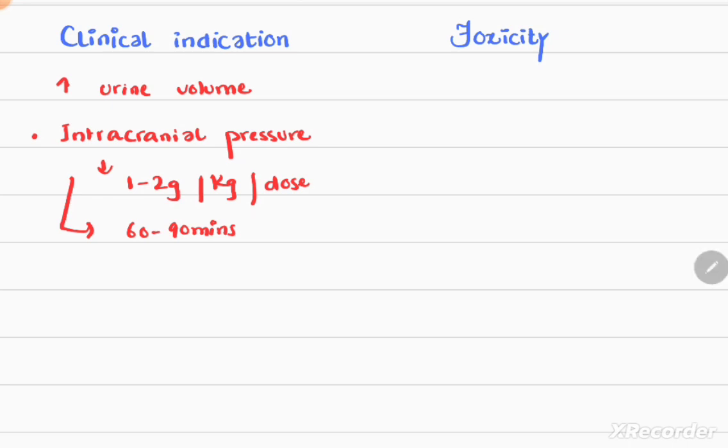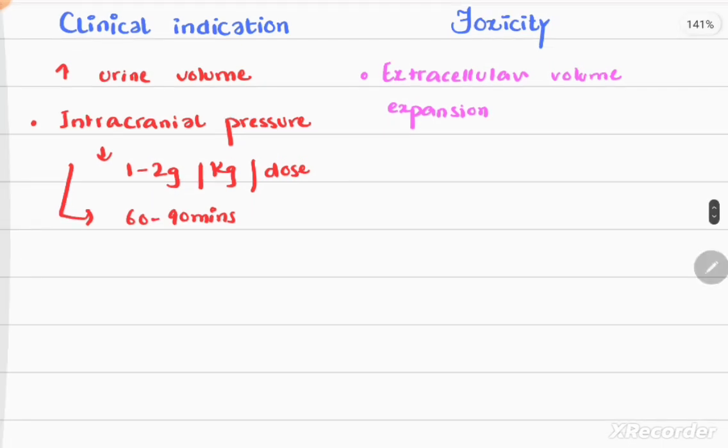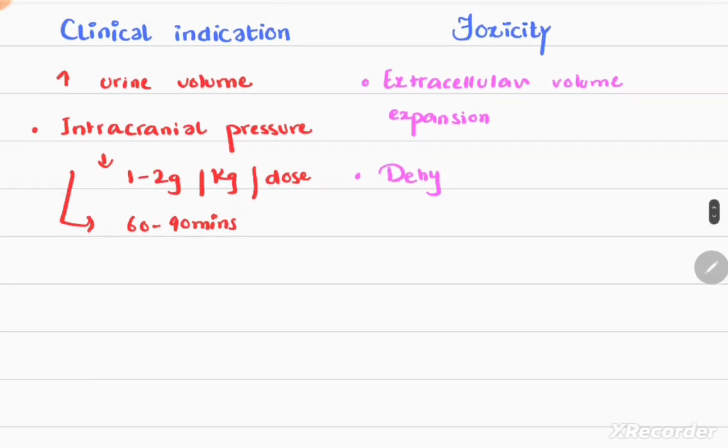The toxicity is extracellular volume expansion, because it pulls fluid out from inside the cell into the extracellular compartment. So there is an expansion of the extracellular volume. Because there are great losses of water from the body, dehydration can occur, and this dehydration can affect the kidneys as well.